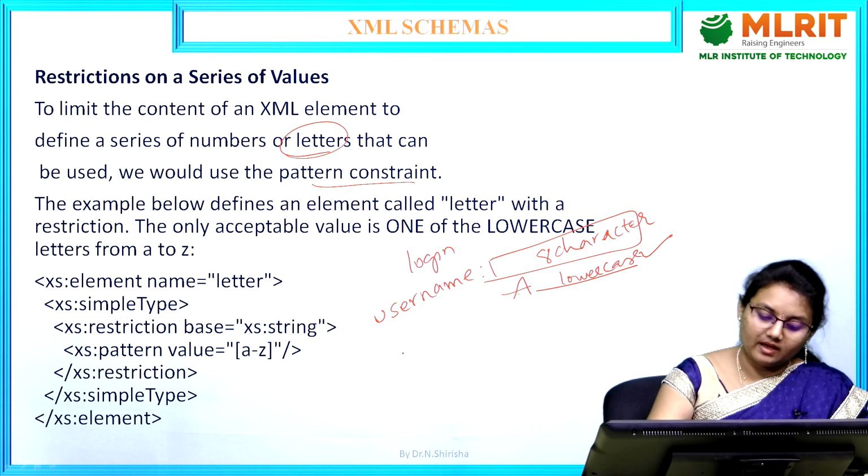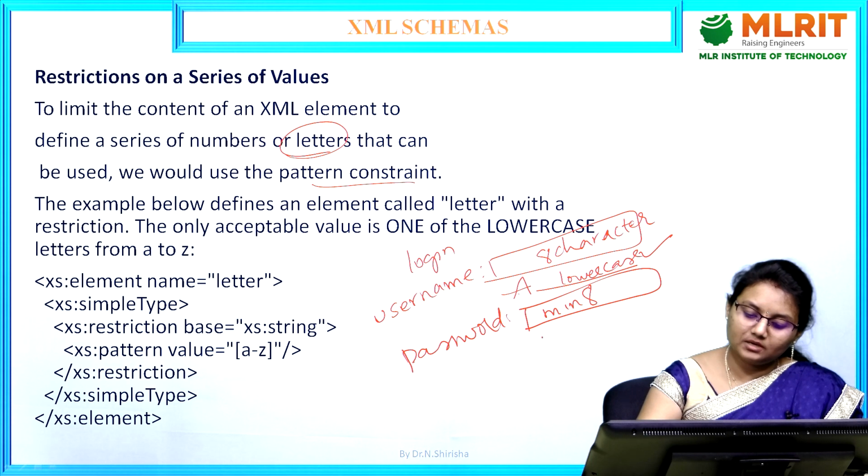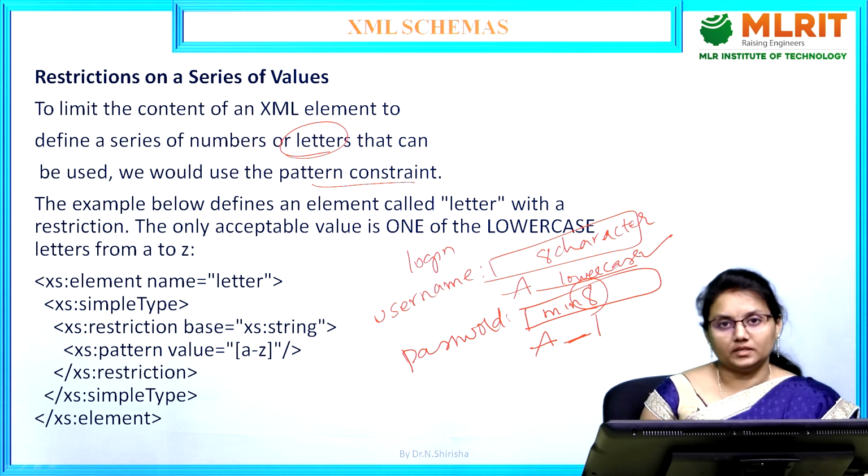Suppose I have a password. For so many forms we used to see, it should be minimum 8 characters and it should start with a capital letter, followed by 1 underscore, 1 number, and a minimum of 8 characters. So that sort of pattern I can give.